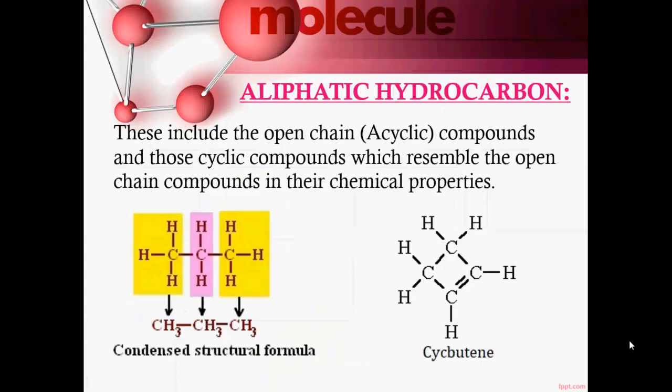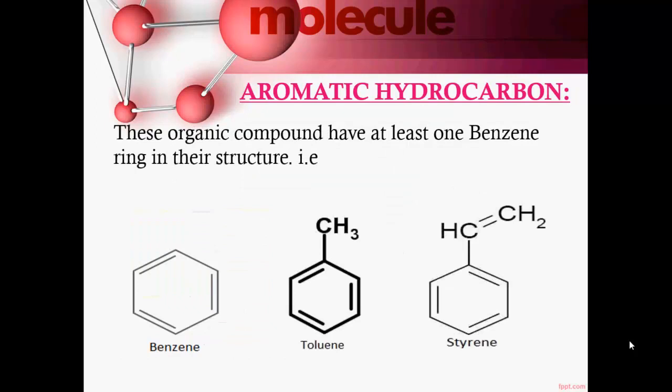Number 1, aliphatic hydrocarbons. These include the open chain acyclic compounds and those cyclic compounds which resemble the open chain compounds in their chemical properties. For example, propane and cyclobutene. Aromatic hydrocarbons: these organic compounds have at least one benzene ring in their structure. For example, benzene, toluene and styrene.